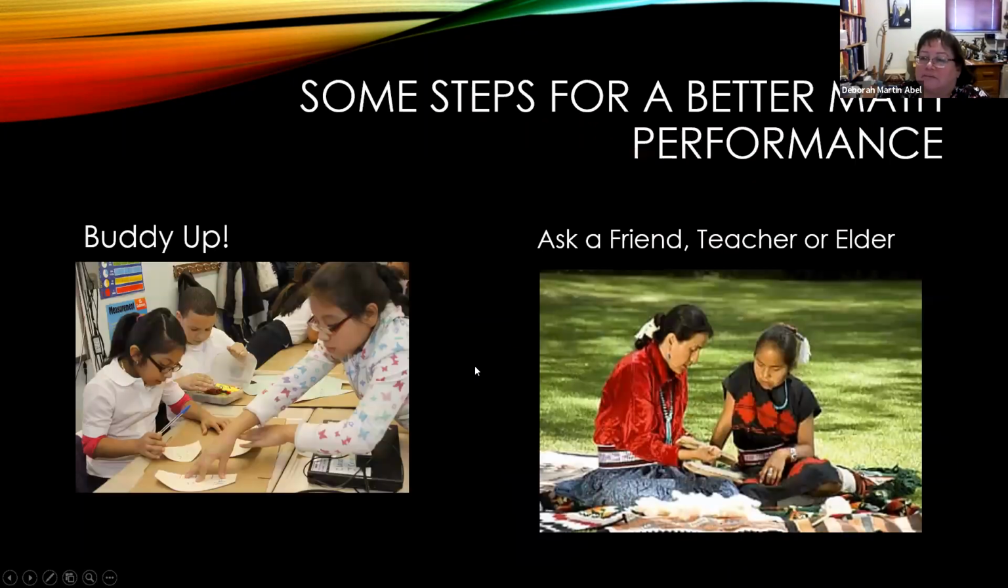And some steps for better performance is buddy up. Ask a friend, teacher, or elder for help. Always look for patterns and practice, practice, practice.